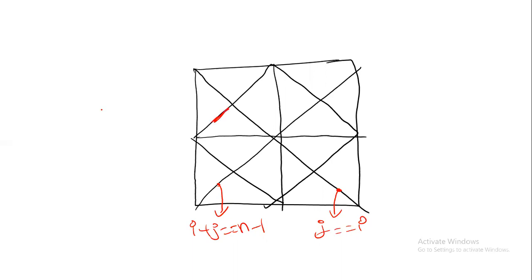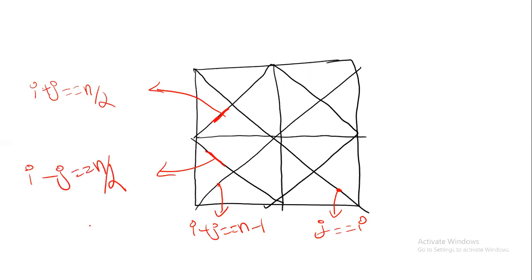This line equation is I plus j equals to n by 2. That's the line equation, I plus j equal to n by 2. See, watch here how easily I am teaching you. If that is I plus j, this is I minus j equals to n by 2. Okay, I plus j equals to n by 2, below is I minus j equals to n by 2.